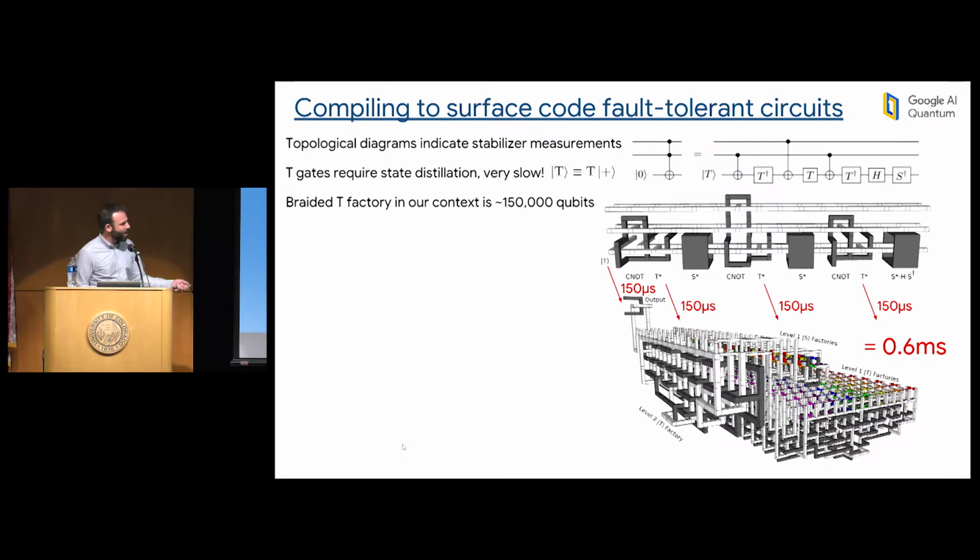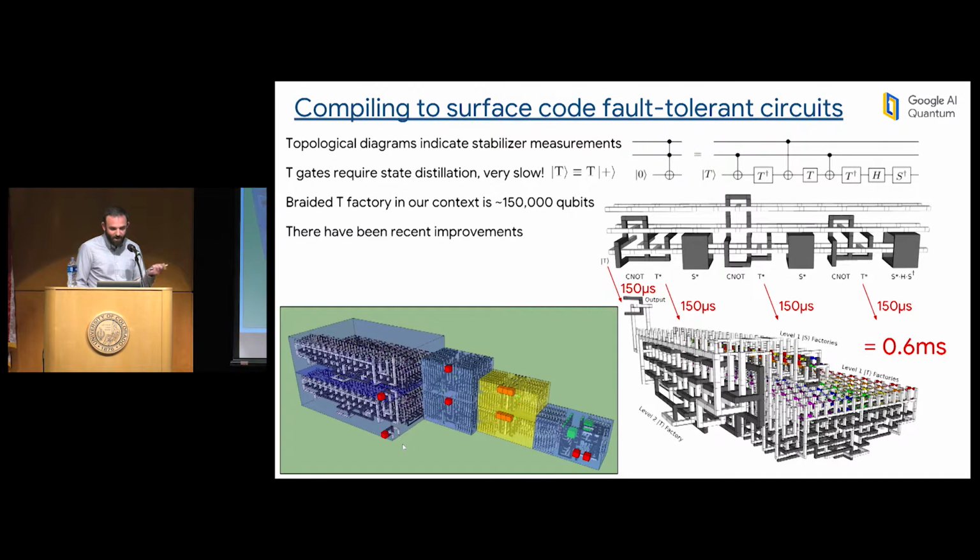So this kind of factory, a braided factory, which was the best thing that had been fully worked out when we put out our paper originally in May, in our context, meaning given our error rates and the size of circuits we're talking about, is something like 150,000 physical qubits for one of these. That's a lot. And that means that if you have a small fault-tolerant device, that's possibly bigger than your memory. You probably want only one of these or just a couple of them. So you're mostly going to be doing these distillations in series, and it's really going to be the bottleneck for your algorithm. And it's kind of crazy because this is an AND gate, and it's taking 0.6 milliseconds, which is 10 million times slower or something like that than what it takes classically. So you really got to watch out for these.